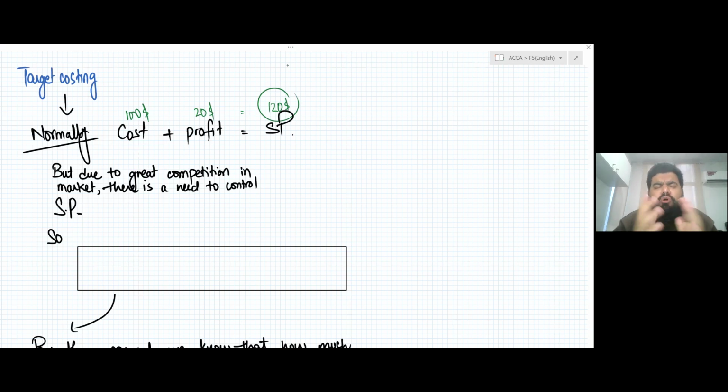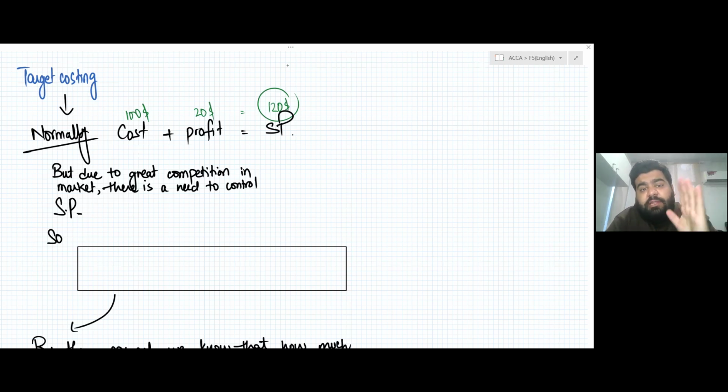The market is so competitive that you can't decide your selling price yourself. For example, I am going to make a factory of calculators. I calculated the complete normal cost, which comes to $100 plus $20 profit, so I decided we'll sell it for $120. But maybe the same quality calculator is being sold in the market for $90. Obviously no customer will pay me $120 for the same calculator that costs $90.